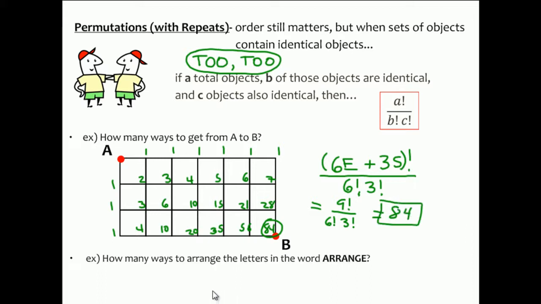Here's another example. How many ways can you arrange the letters in the word arrange? So arrange has 1, 2, 3, 4, 5, 6, 7 letters total. If we were somehow able to slap a label on each of these letters, and we were able to tell the difference between the A's and the R's, the number of ways to arrange that would be 7 factorial. But since the A repeats twice, and the R repeats twice as well, we need to divide by 2 factorial once for the R, and 2 factorial for the A.